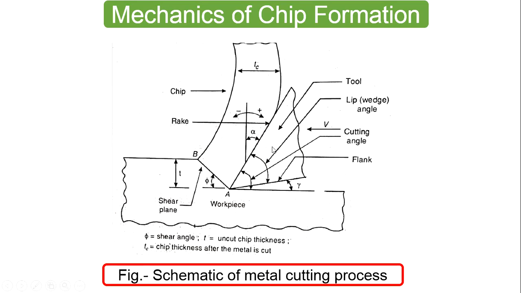So as the tool makes contact with the metal, it exerts pressure on it, resulting in compression of the metal near the tool tip. Near the tool tip the metal will get compressed. So this will induce a shear type of deformation within the metal, and it starts moving upward along the top face of the tool.